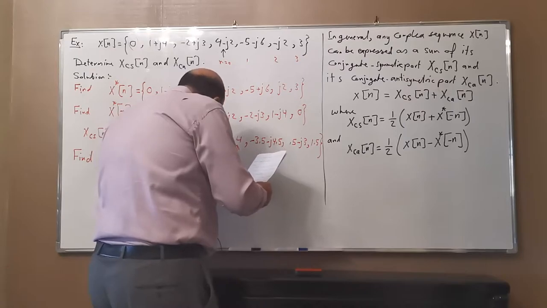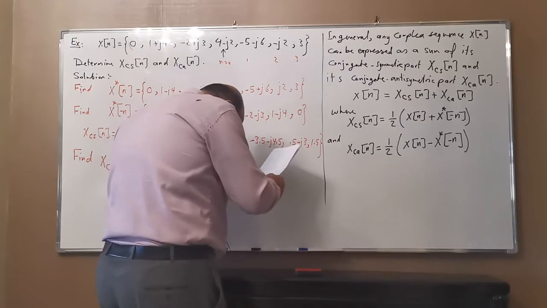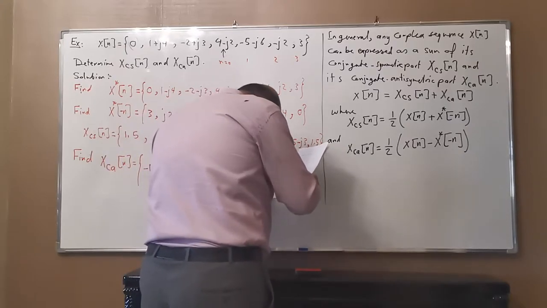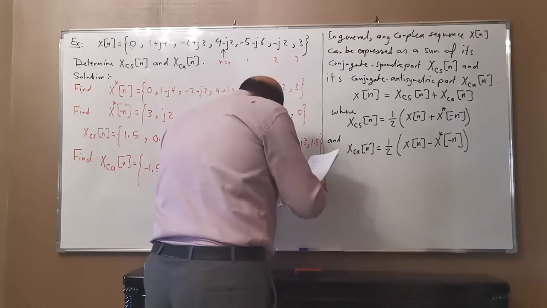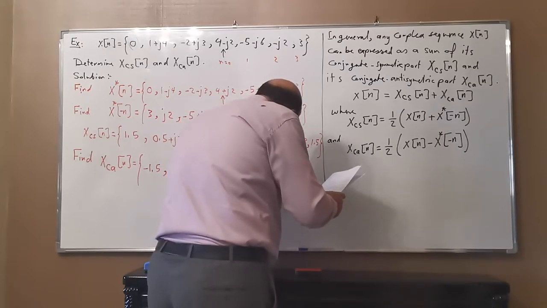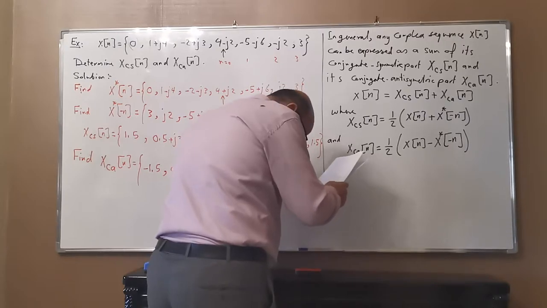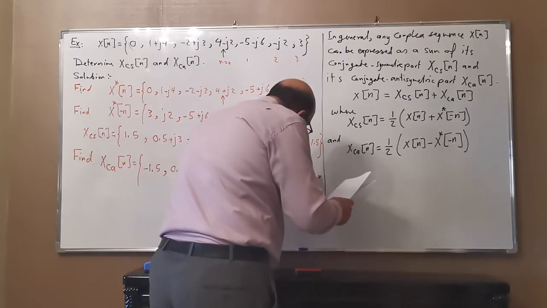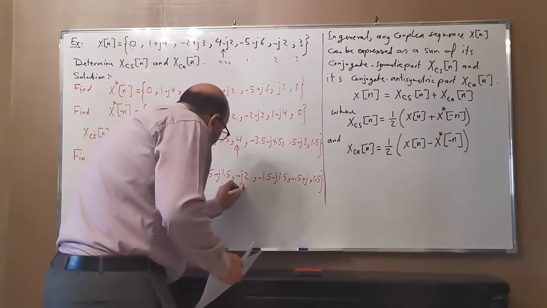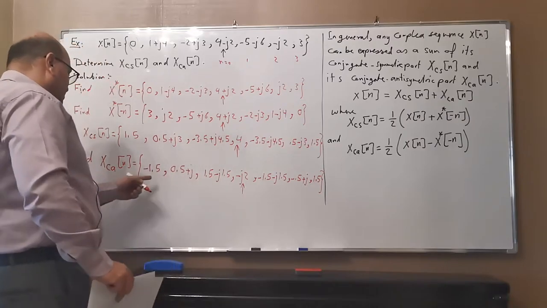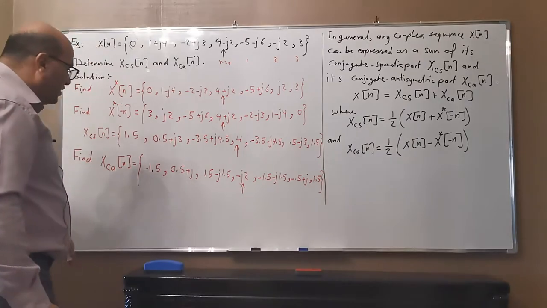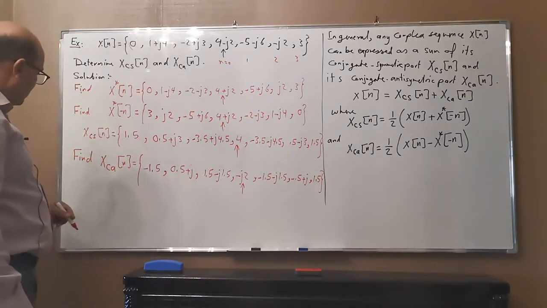1.5 minus j, 1.5 minus j2, minus 1.5 minus j, 1.5 minus 0.5 plus j, and the last one is 1.5. And we have our 0 here. So you have 3 elements going here up to minus 3, and here going up to plus 3. And those are the 2 parts of the sequences.